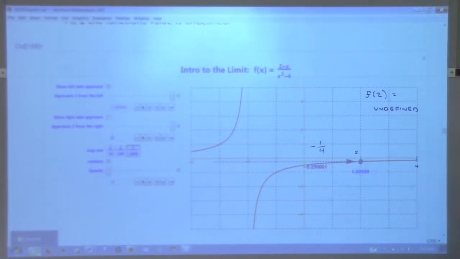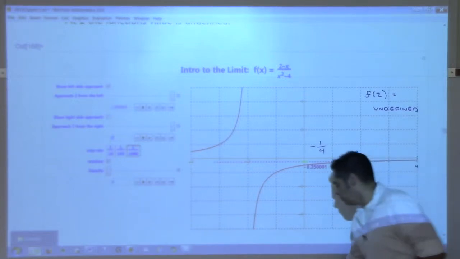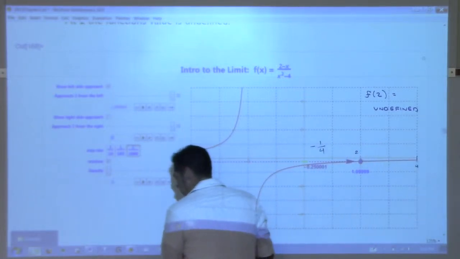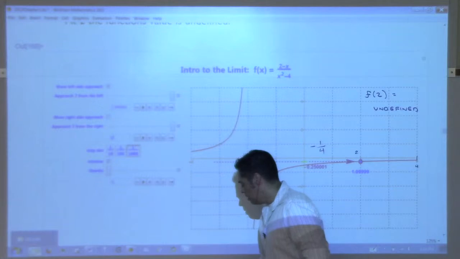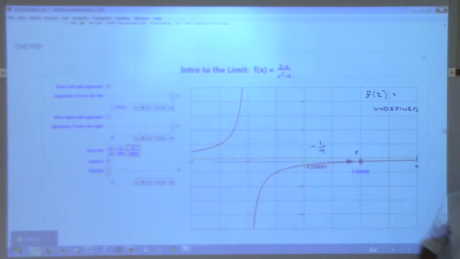Okay, what about from the right-hand side? Emmanuel, what about from the right? Do you want me to bring it in for you? Let me hide the middle again. So as I come in from the right, here's the y value. See it? Okay, so what does it look like it's approaching? Negative 0.25.